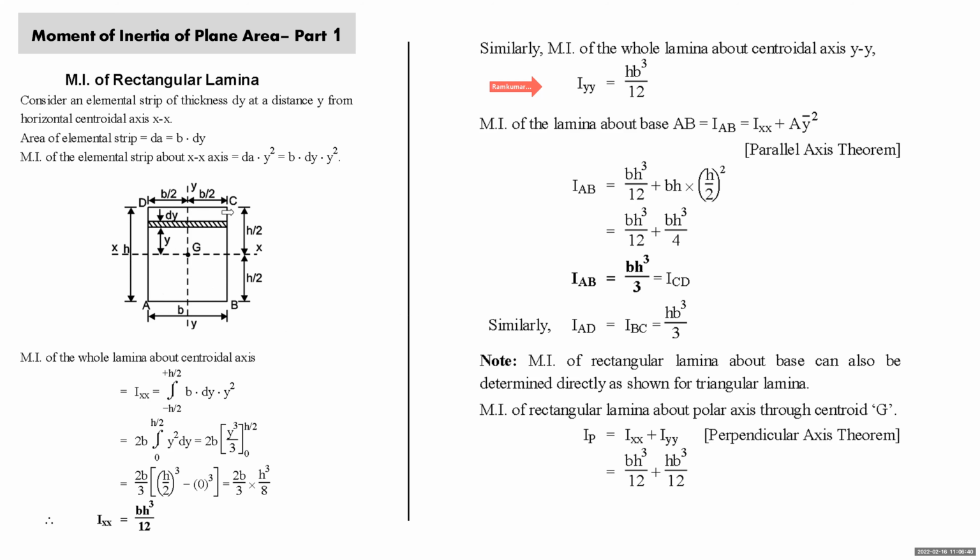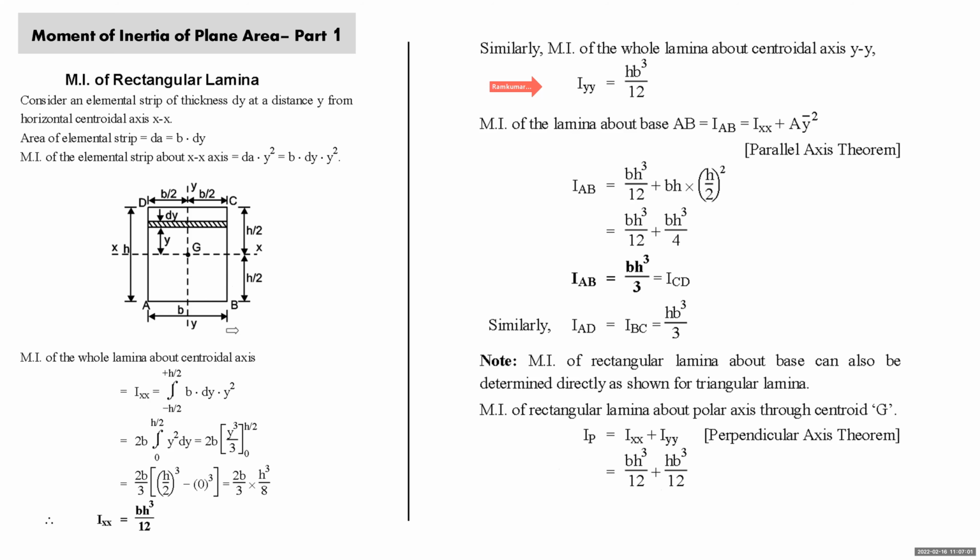Even if you want to find the moment of inertia of this rectangle about the polar axis through G, xx and yy are two mutually perpendicular axes. The polar axis through G will be perpendicular to the plane of the lamina. It will be equal to Ixx plus Iyy. Ixx is bh cube by 12, Iyy is hb cube by 12.